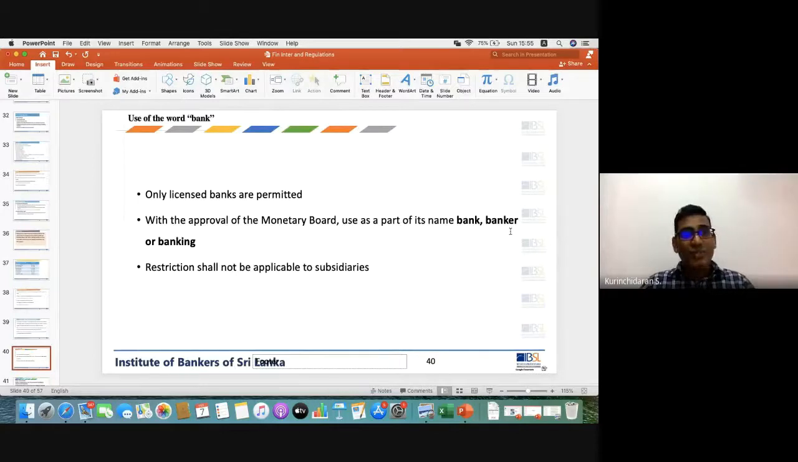And use of the word bank. Who can use the word bank in their name? Only licensed banks are permitted. But with the approval of the Monetary Board, they can use as a part of their name bank, banker, or banking, right? So only licensed banks are allowed to use bank, but with Monetary Board approval. To some extent this is allowed, right? The restriction shall not be applicable to subsidiaries, right? If a bank has a subsidiary, of course they can comply with this.